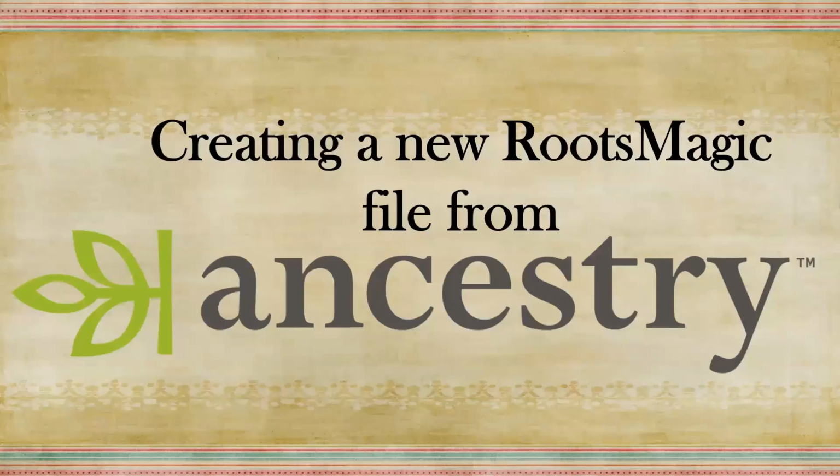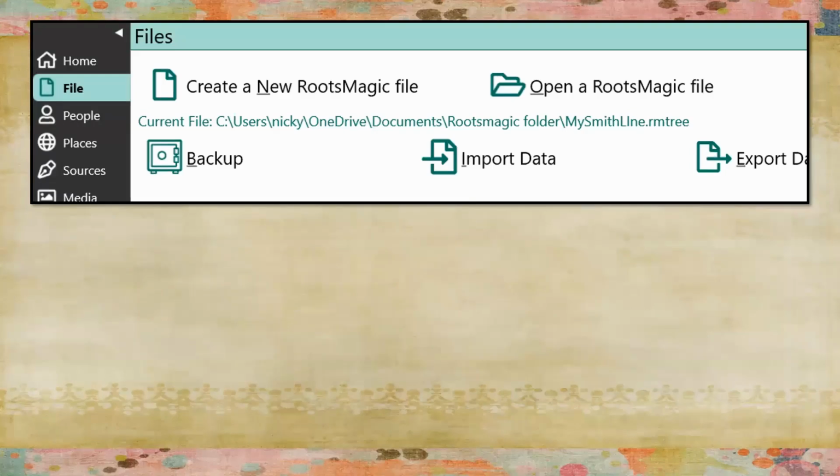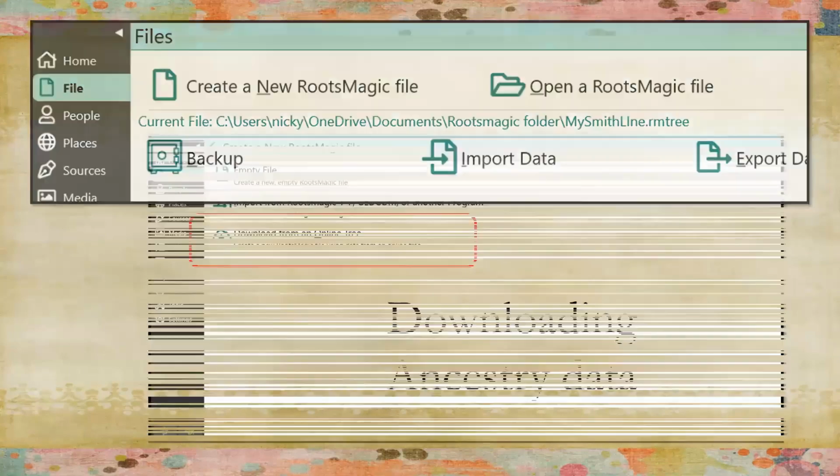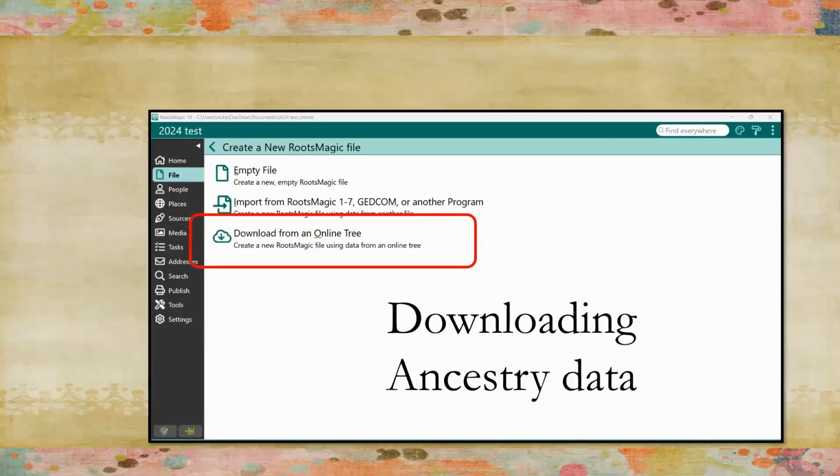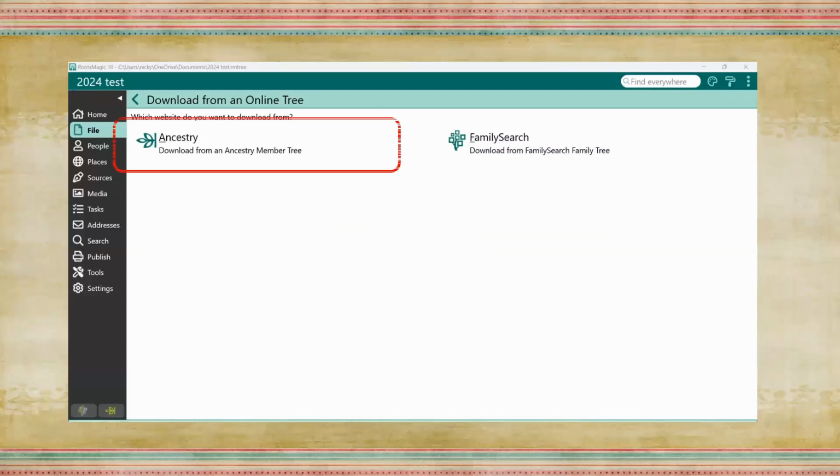So now let's move on to creating a RootsMagic file from Ancestry. We begin by selecting File, which gives us the option to create a new RootsMagic file, and then we'll select the download from an online tree. And this time we'll select Ancestry.